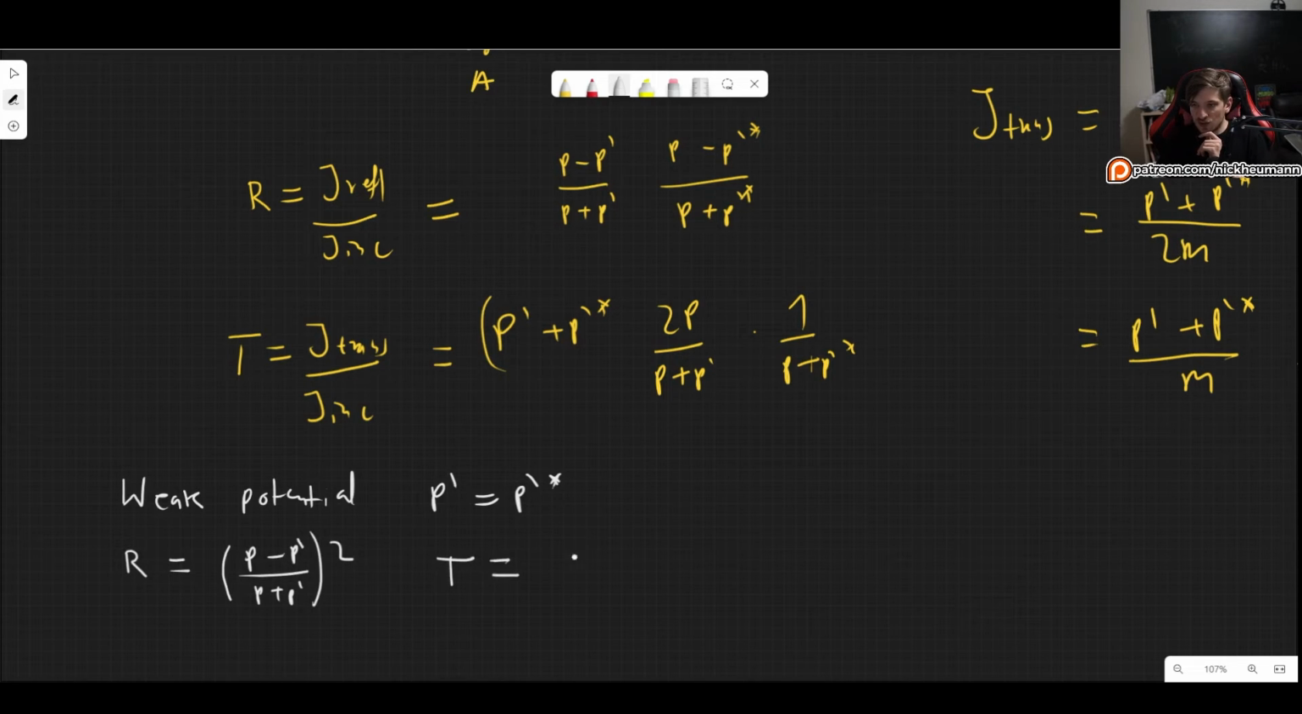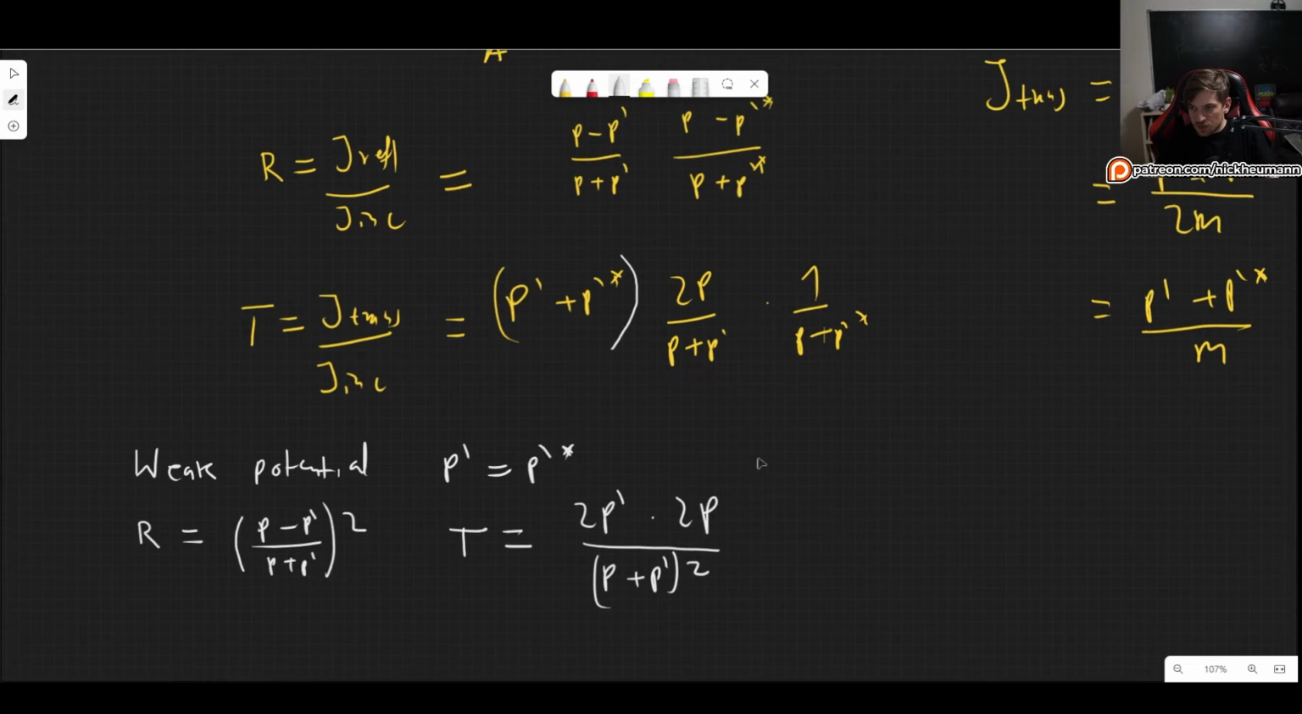And the transmission coefficient, if they are the same, oh, I'm missing a line there. I don't know what happened to it. If P prime and P prime conjugate are the same, we get 2P prime times 2P, and then we have to divide by P plus P prime squared.